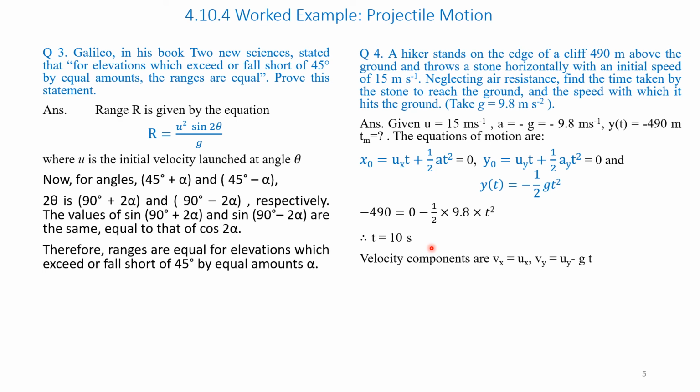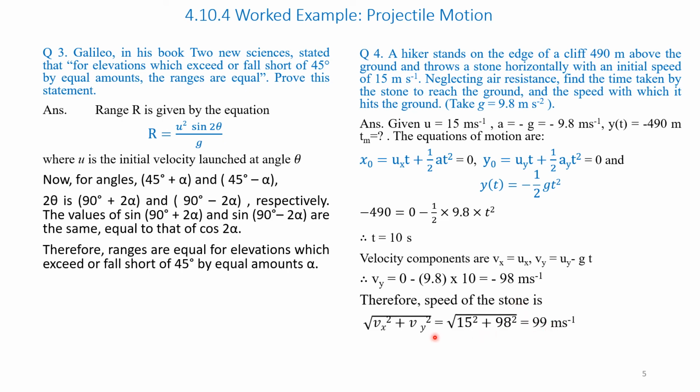Velocity components are Vx, that is equal to Ux, the horizontal component, and the vertical component Vy is equal to Uy minus g t, that is 0 minus 9.8 into 10, since we have found t as 10 seconds. That is equal to minus 98 meters per second. Therefore, the speed of the stone is square root of Vx square plus Vy square, that is square root of 15 square plus 98 square, which is about 99 meters per second.